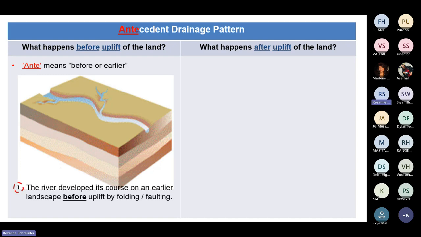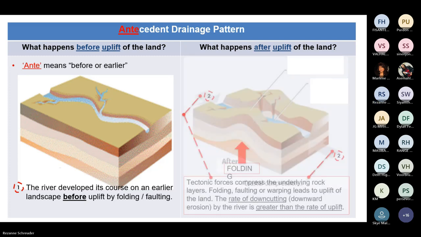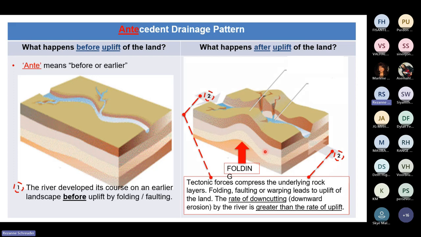So at number one, the river developed its course on an earlier landscape. So the river was there before the landscape was uplifted by folding and faulting. All right, so very important. Let's have a look. So this river was there. All right, now what happens? At two, tectonic forces compress the underlying rock. There you can see the arrows. And then folding and faulting, or warping, leads to the uplift of the land.